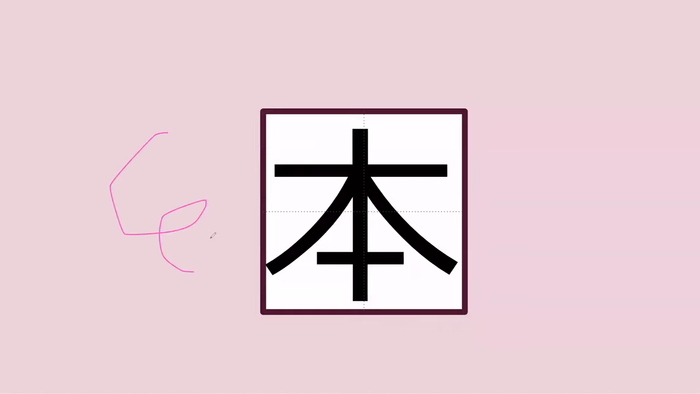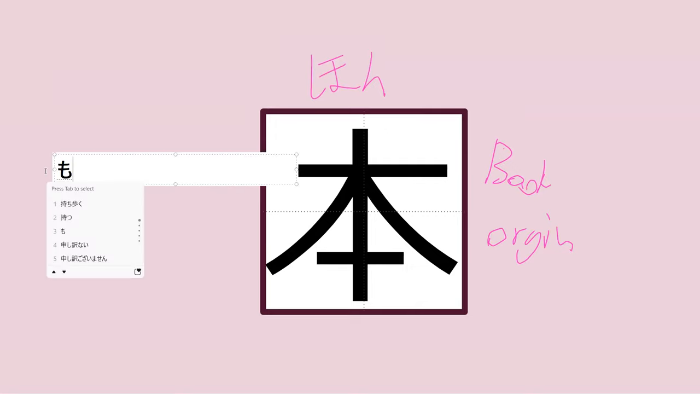Do you happen to know how this guy's pronounced? It's pronounced as karada. Good guess. Karada actually has an extra little radical right here of hito, to mean the origin of human, or body. This right here actually means book, or origin. So it's either hon, or the other one is moto. Origin. So moto for origin has this kanji. So hon does have the meaning of origin.